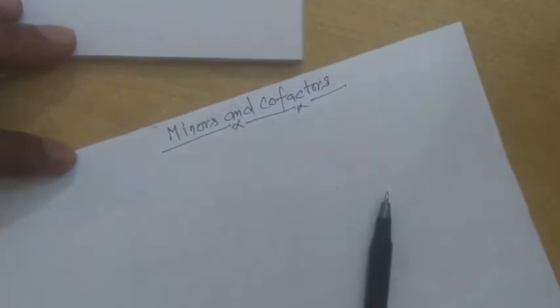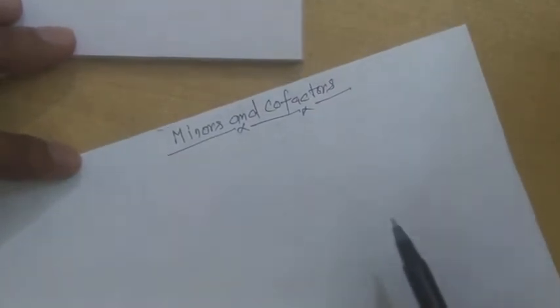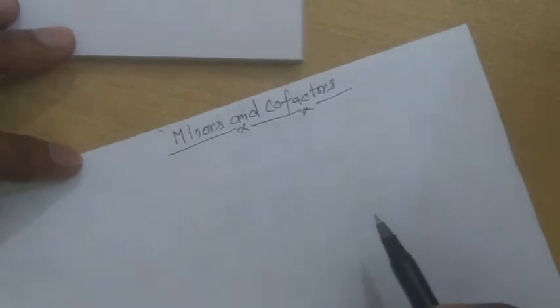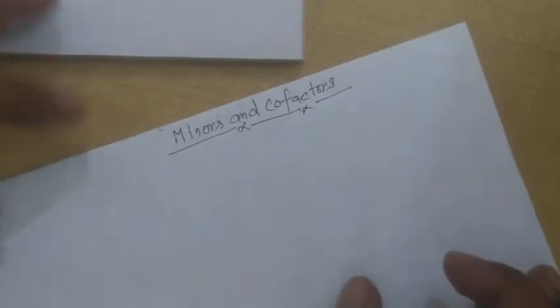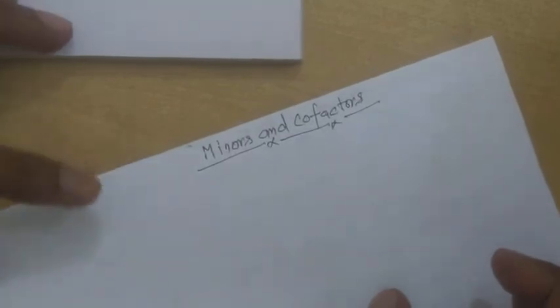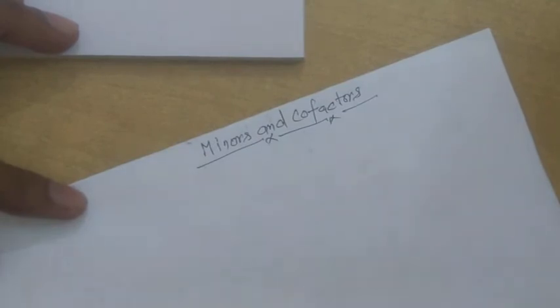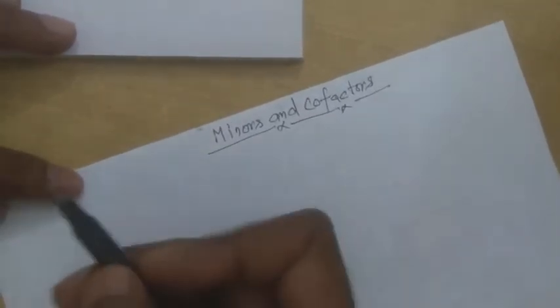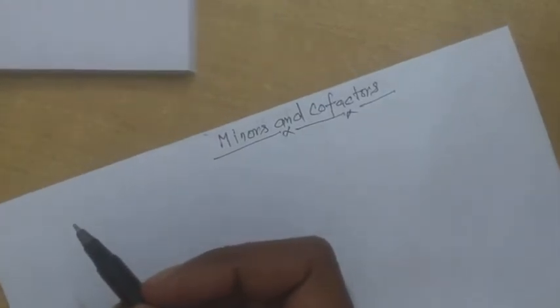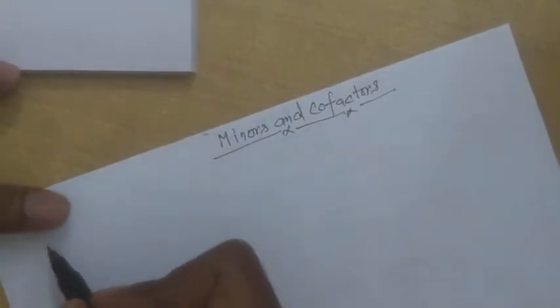Dear students, today we are going to discuss the part which is called the minor and cofactors of determinants. It is a very useful section, and it is also very useful to get the inverse of a matrix, and from the competitive point of view it is also very useful. Then we first read the definition of minor.